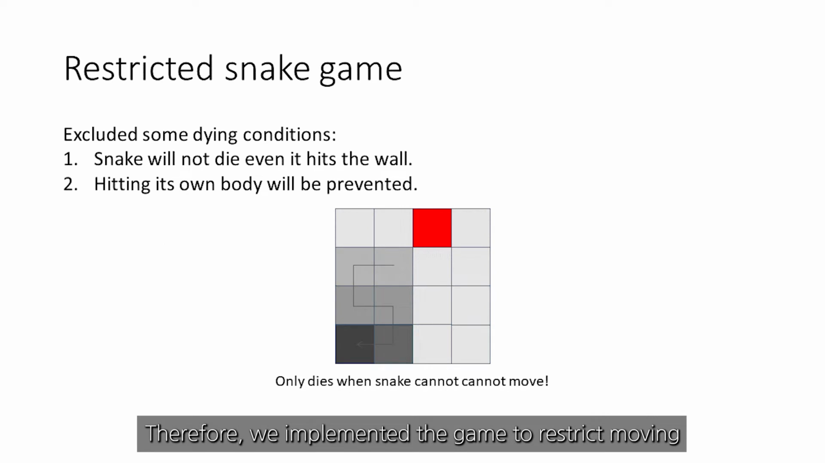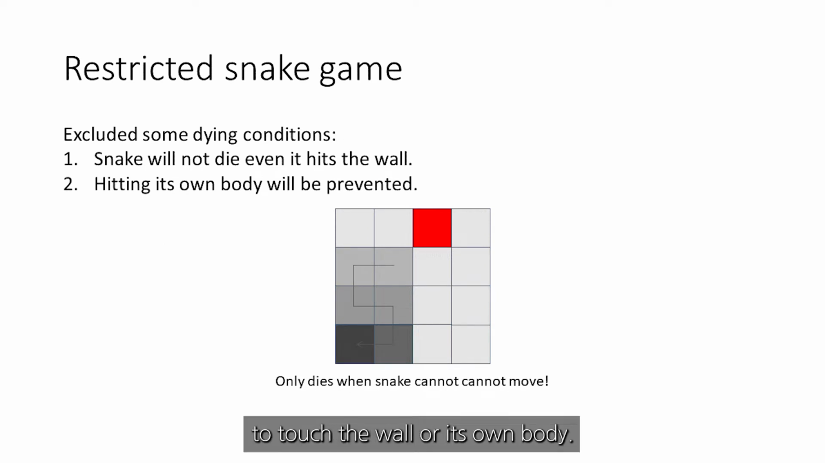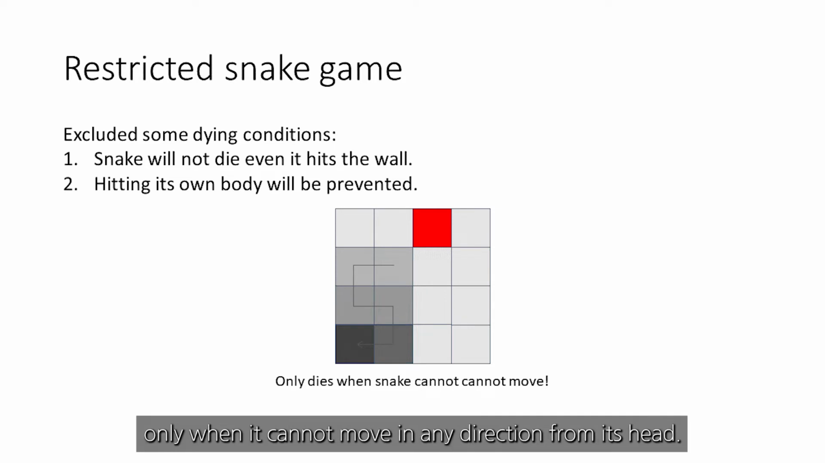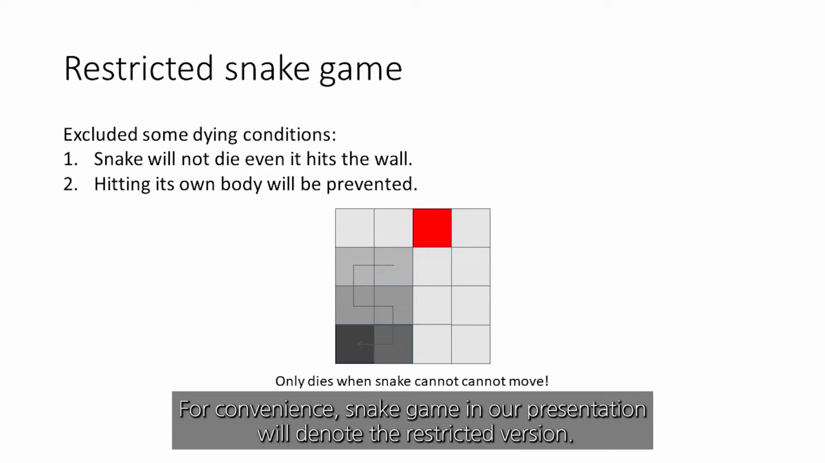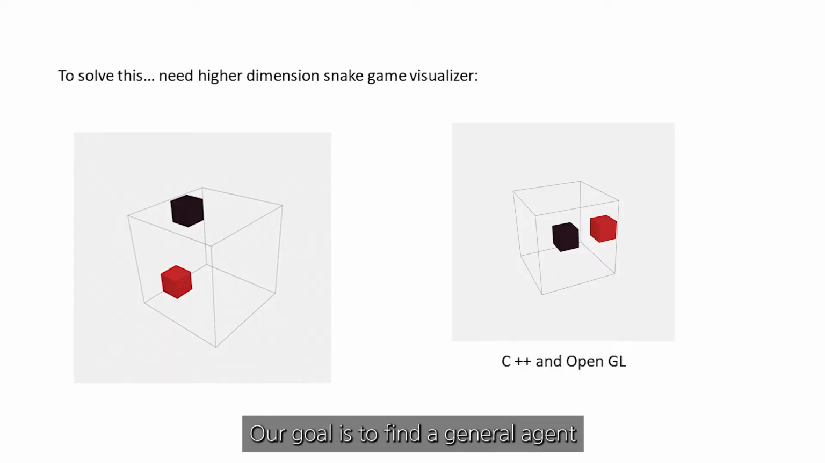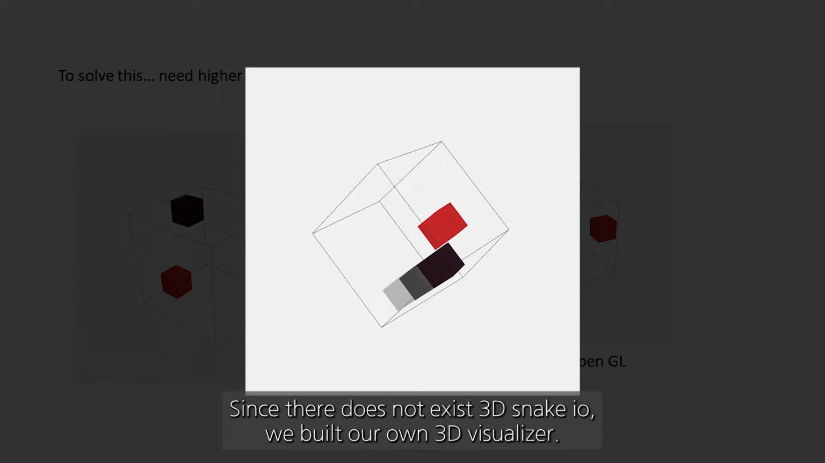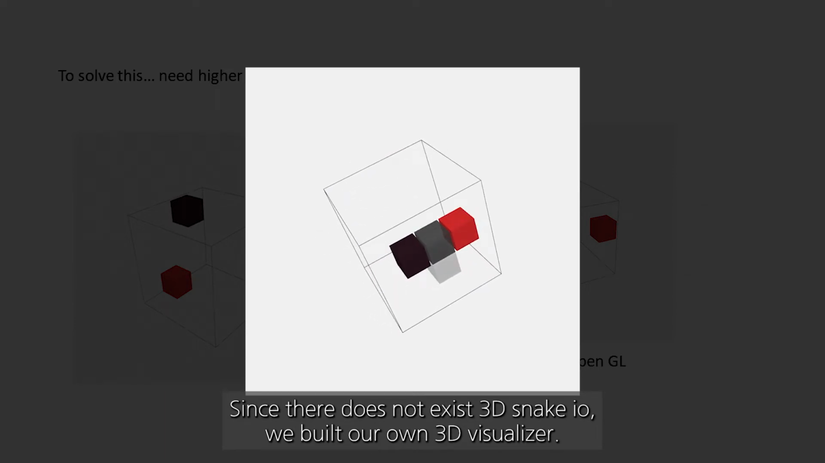Therefore, we implemented the game to restrict moving into the wall or its own body. The snake in our restricted snake game dies only when it cannot move in any direction from its head. For convenience, the snake game in our presentation will denote the restricted version. Our goal is to find a general agent which behaves well among different dimensions and sizes. Since there does not exist a 3D snake IO, we built our own 3D visualization.